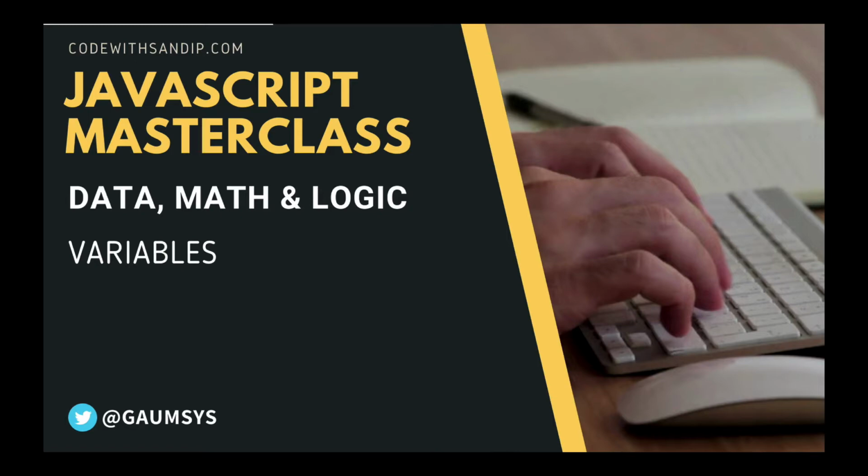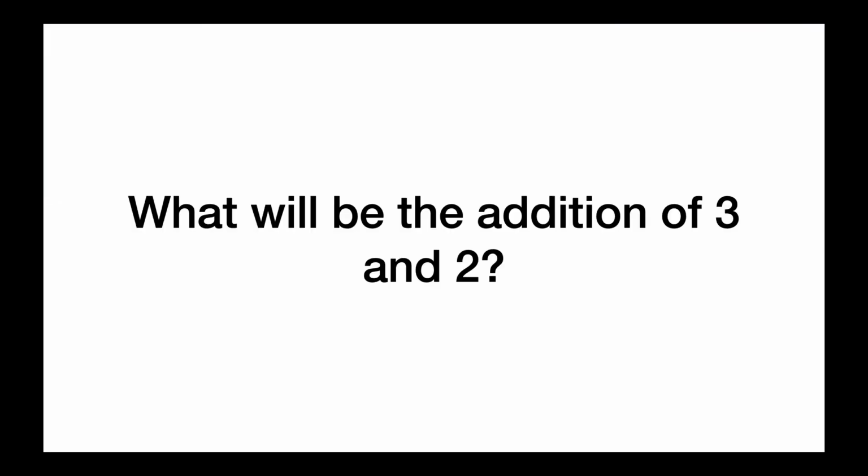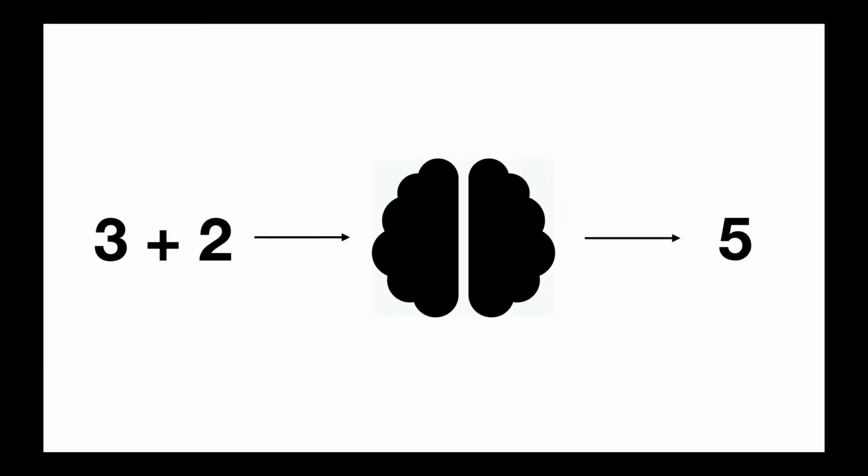The fundamental way of creating data in JavaScript is using variables. So I'm going to give you a simple problem. What will be the addition of 3 and 2? I know this problem is really easy to solve, but we need to understand how our mind is going to process it. Obviously, your mind is going to remember the numbers 3 and 2, do the addition, and give the output of 5. Easy one, right? We can do the same thing in JavaScript also.